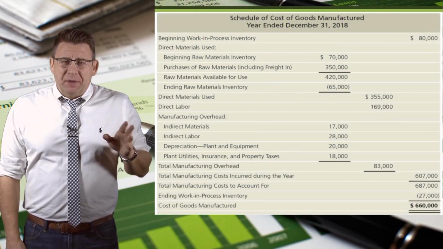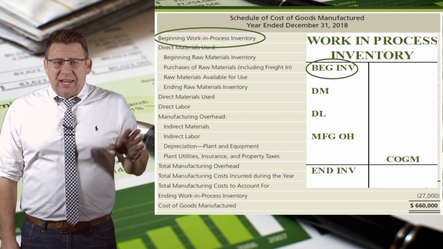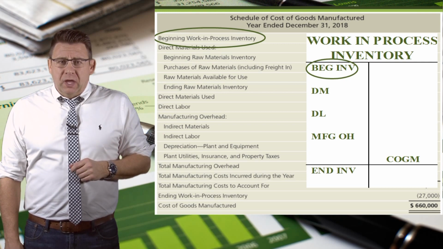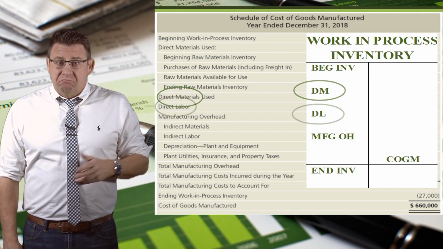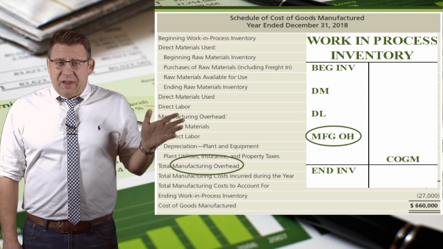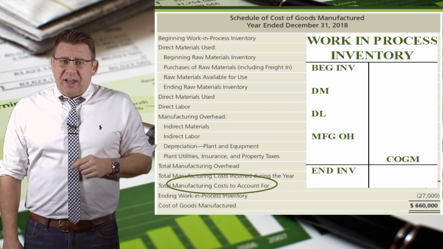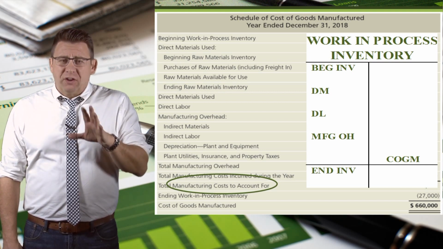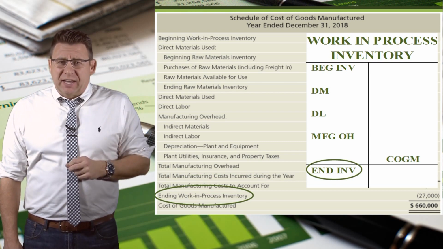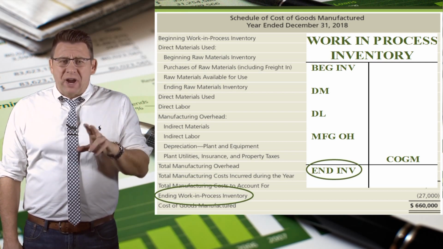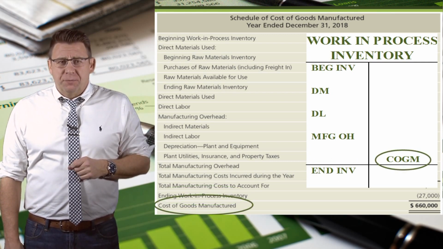So let's revisit that intimidating schedule of costs of goods manufactured for a second. Here you can see some of the main headings like beginning work in process inventory. That's just the same as the T account. Then we add direct materials and direct labor and manufacturing overhead. So the beginning inventory plus our added manufacturing costs equal the manufacturing costs we need to account for. Since there are only two things that can happen to these costs, we can subtract ending inventory to arrive at our costs of goods manufactured.